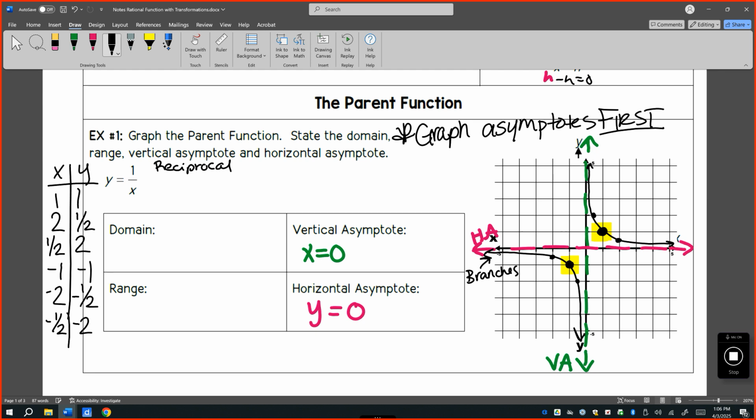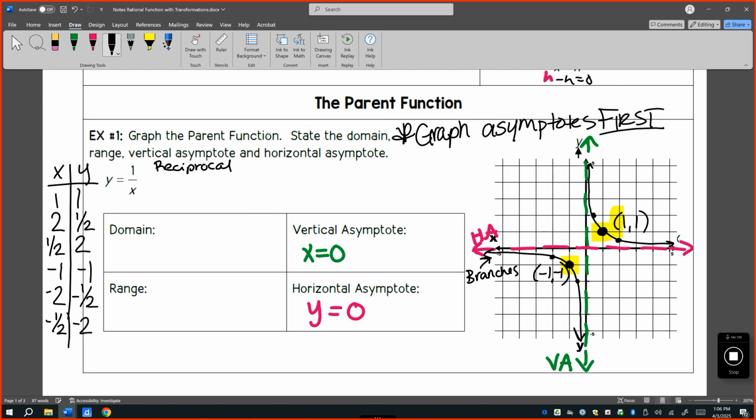So I want to identify that. This is the point 1, 1. And this one is the point -1, -1. So when you are making transformed graphs, those are the 2 points we have to plot, okay?